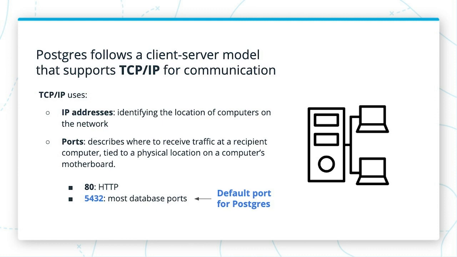Now, for a web server to communicate to a database, typically that's done through port 5432. 5432 is the port that most database systems listen on to receive traffic and also send back information to their clients. 5432 is also the default port for Postgres, which we'll be using in this course.